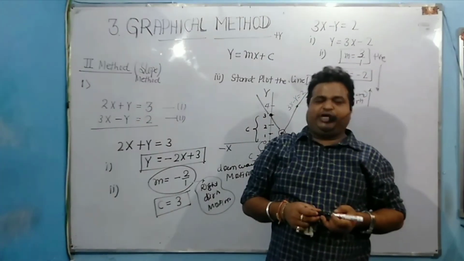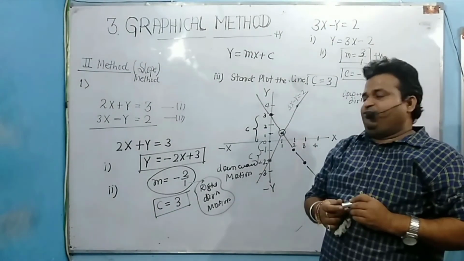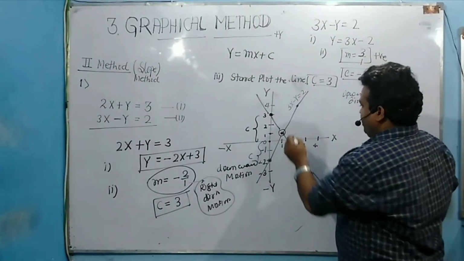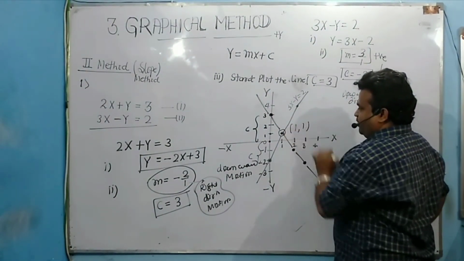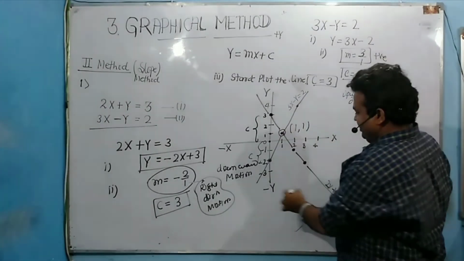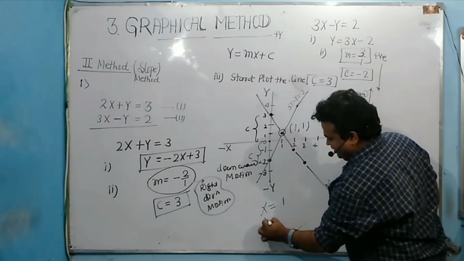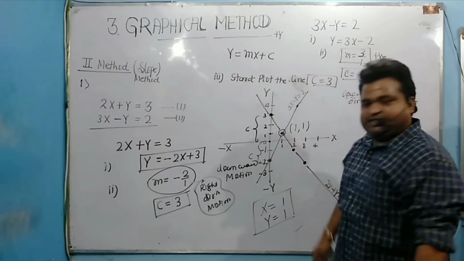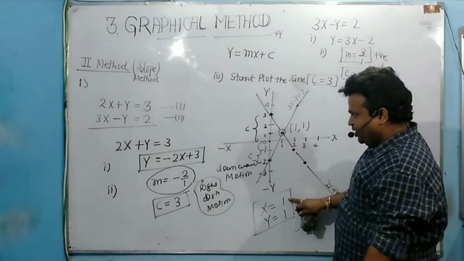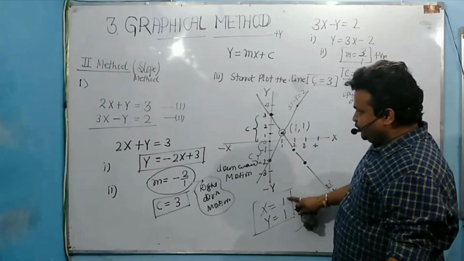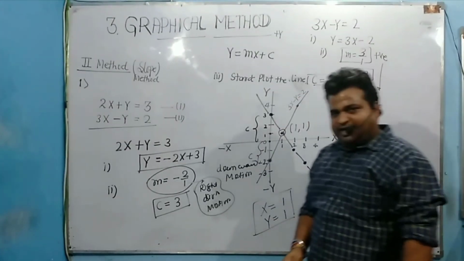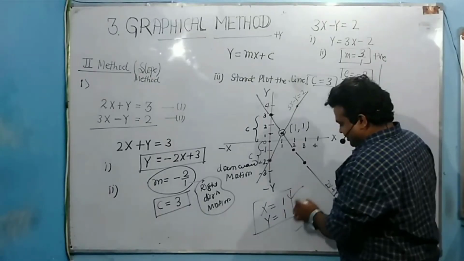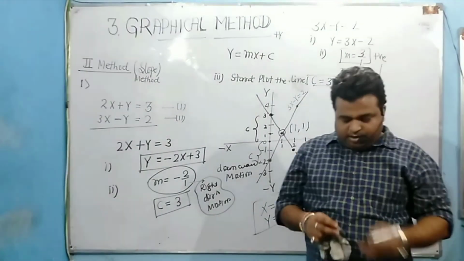Now you have two straight lines intersecting at one common point, and this will be your solution. And my solution is what? x equal to 1, y equal to 1. So from this slope method, I can easily say that this is the solution of my equation. If I put this value in, you will get the left hand side value equal to the right hand side value. So my answer is correct.